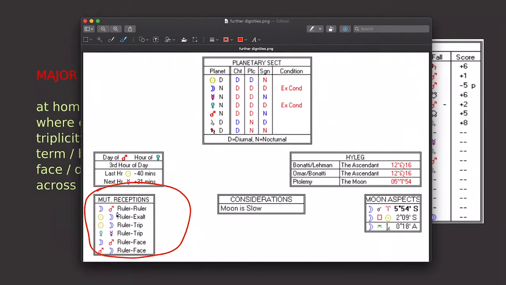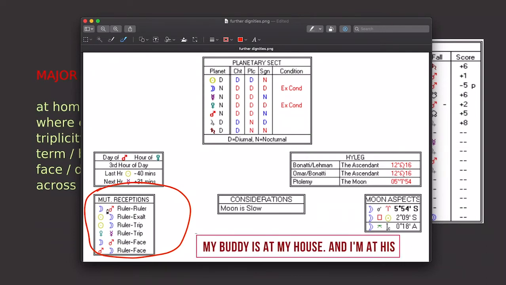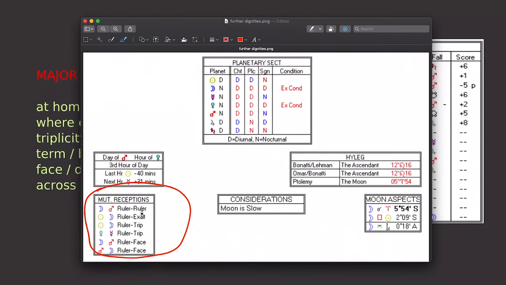Mutual receptions. So that means, again, where the moon is in the house of Mars, and Mars is in the house of the moon. So we have a ruler mutual reception. Here we have a house exalted swap for the mutual receptions. Mutual receptions are going to be big when we're doing a reading, because if I'm buying a car and the car's in my house and I'm in the car's house, that's good.